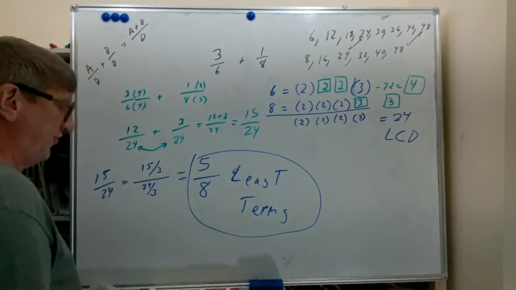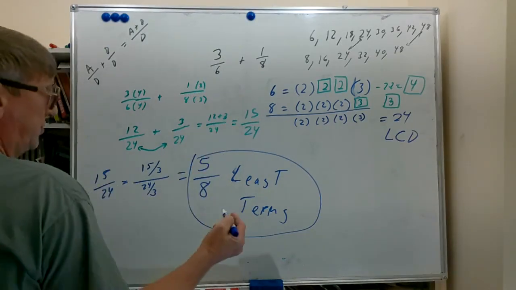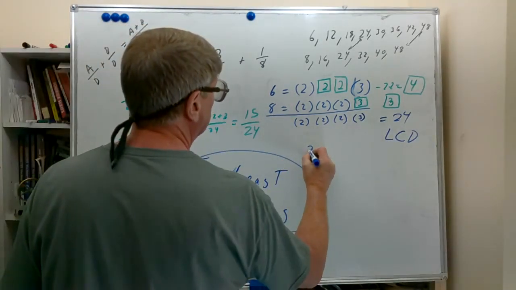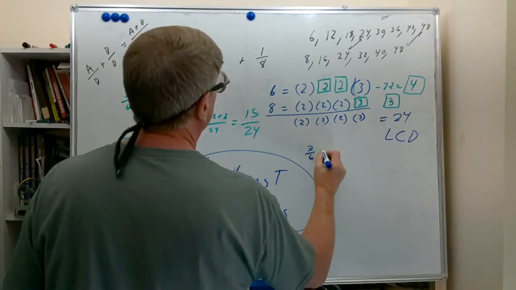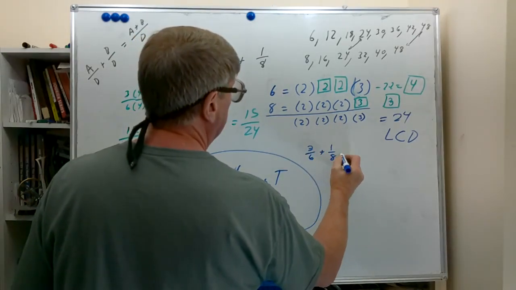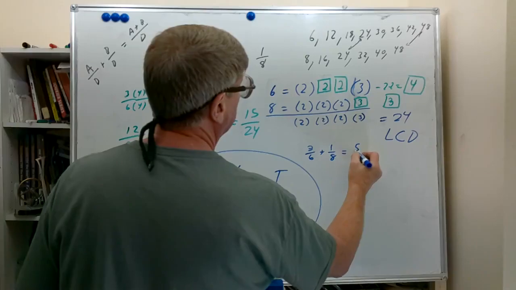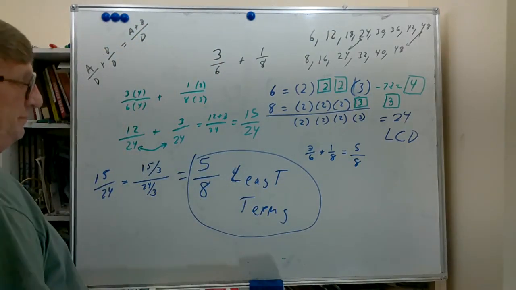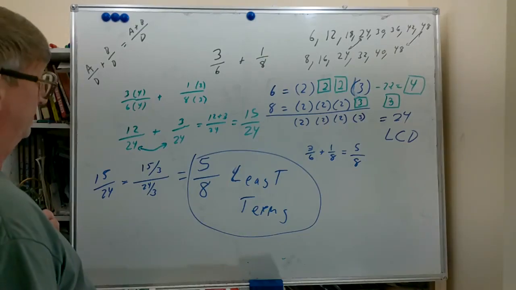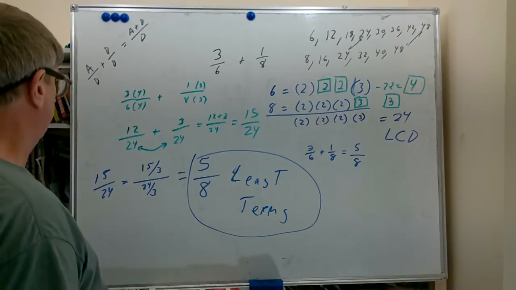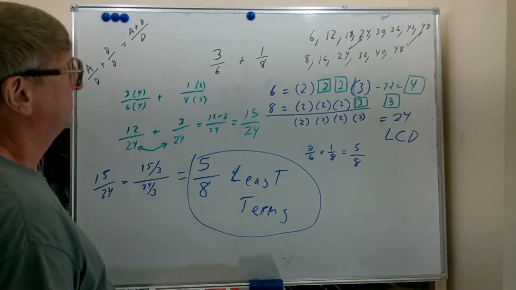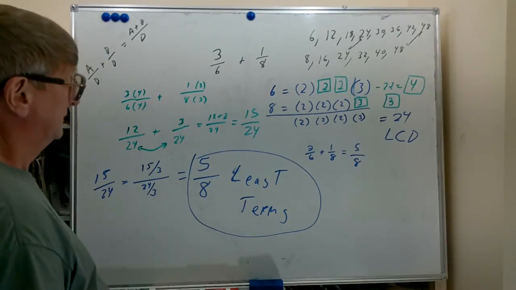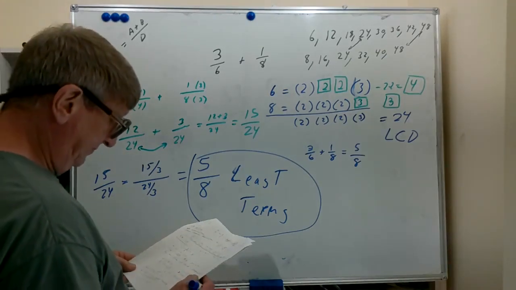And we have successfully added 3/6 plus 1/8 is equal to 5/8. And have I done that correctly? I believe I have.